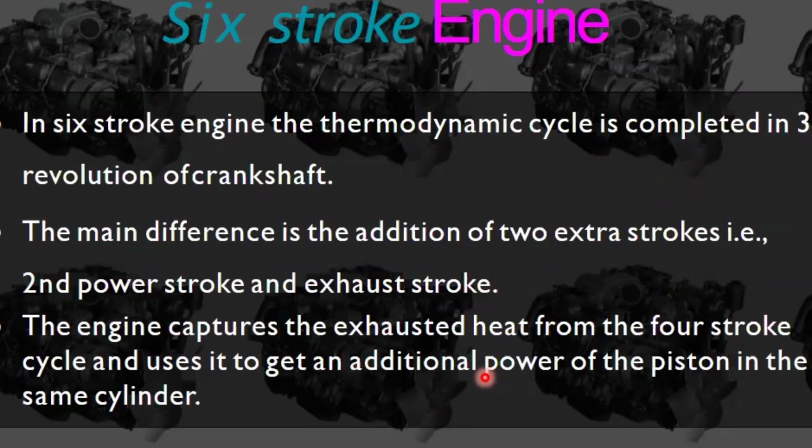The gases from the exhaust stroke are going to come again into the power stroke. That means from the fourth stroke to the fifth stroke, the exhaust gases are going to do work in the fifth stroke, that is the second power stroke. So we are going to reuse the gases instead of leaving them to the atmosphere. That is the main difference. In the six stroke, the final exhaust stroke is where we leave the gases to the atmosphere.